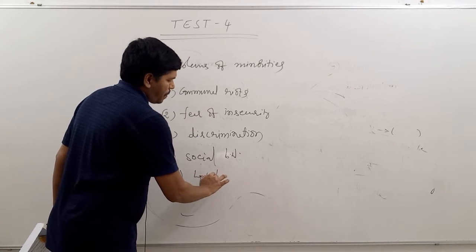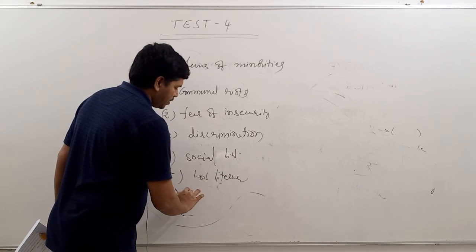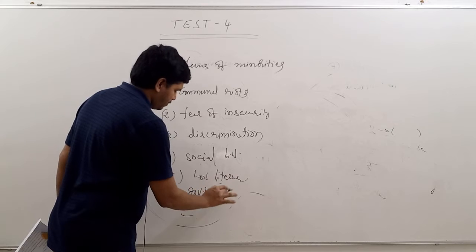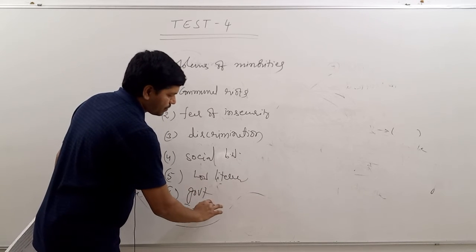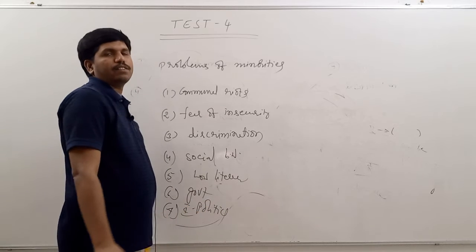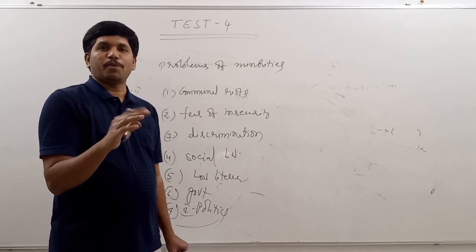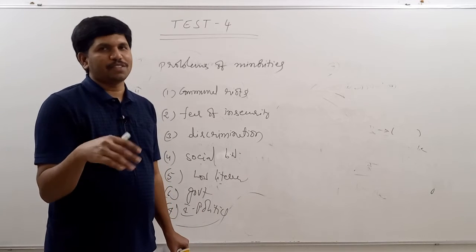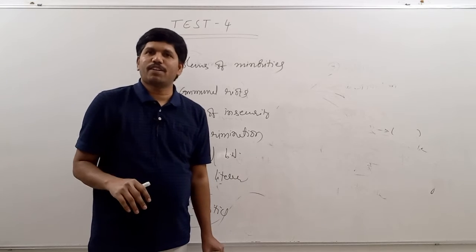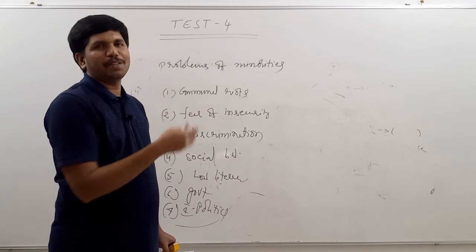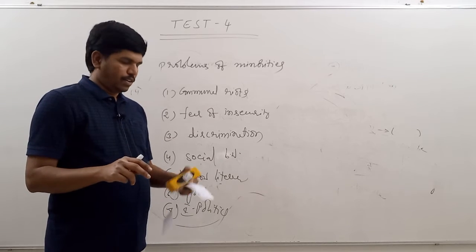Then low literacy, inadequate representation in government services, then inadequate representation in politics. Some students explain separately the problems of religious minorities and the problems of linguistic minorities. And there is also a correct way of representation. But this is a 10 marks question. If you write like this, that is sufficient.